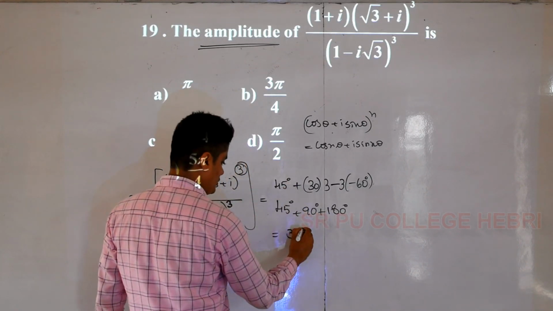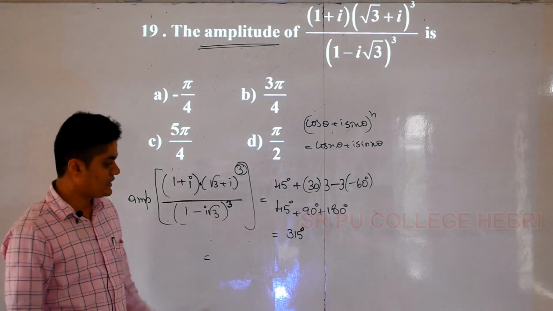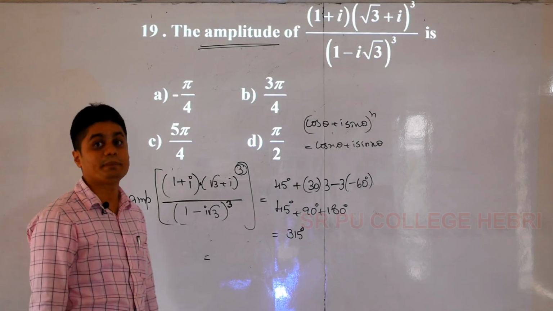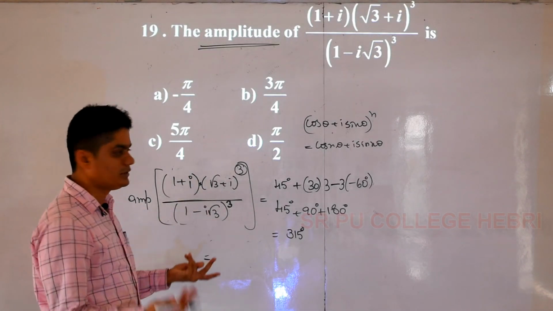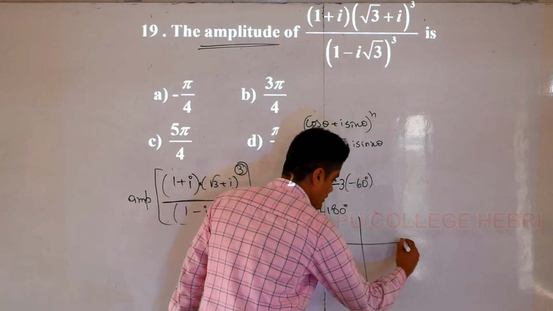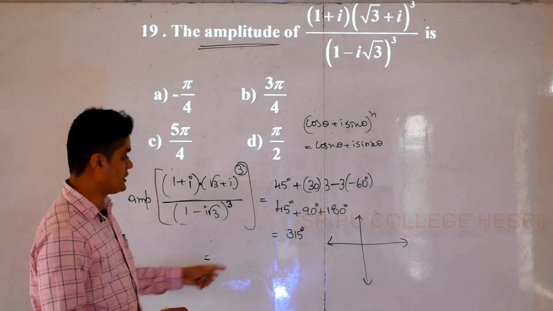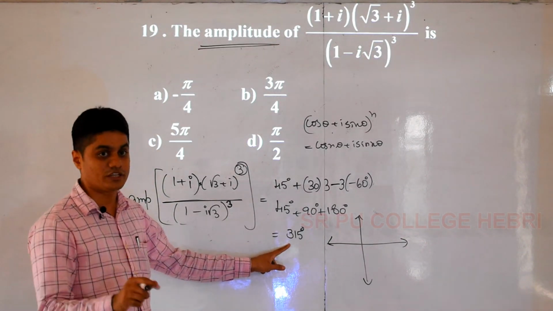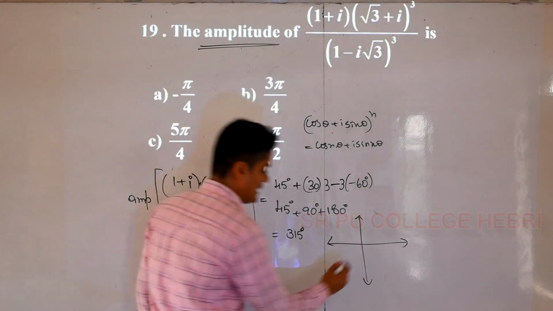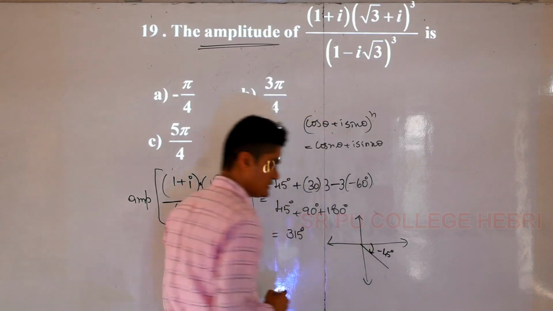Why am I solving completely? There is a trick in the last step of the last answer, just because of that. 315 degree. But here 315 degree is not there, 7 pi by 4 is not there. Then which angle can we consider? See, 315 degree is also equal to one angle which is present in the options. 315 degree is also equal to one angle present in the 4 options. Can you tell me which one? Exactly, it is minus 45 degree.